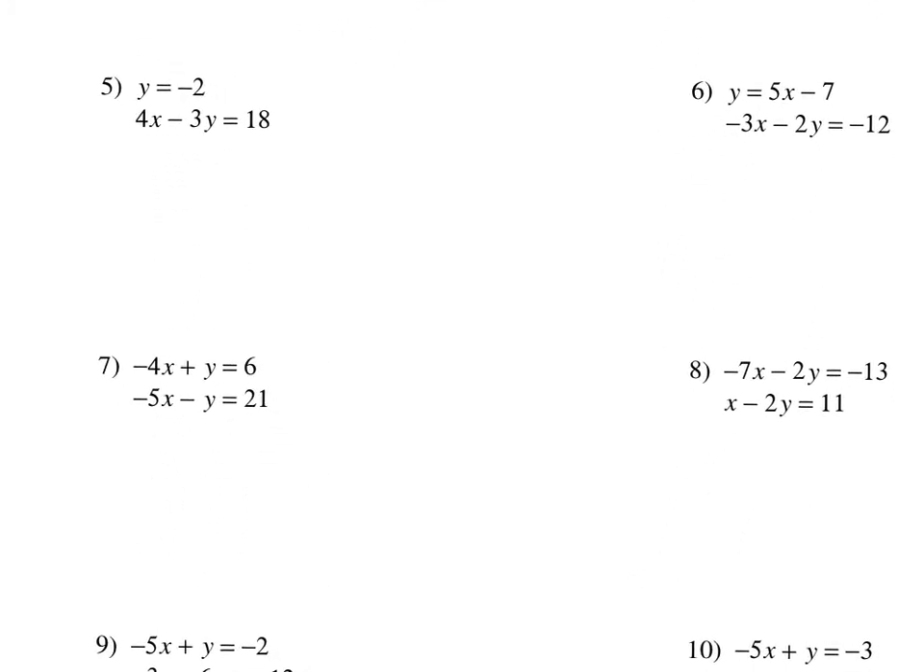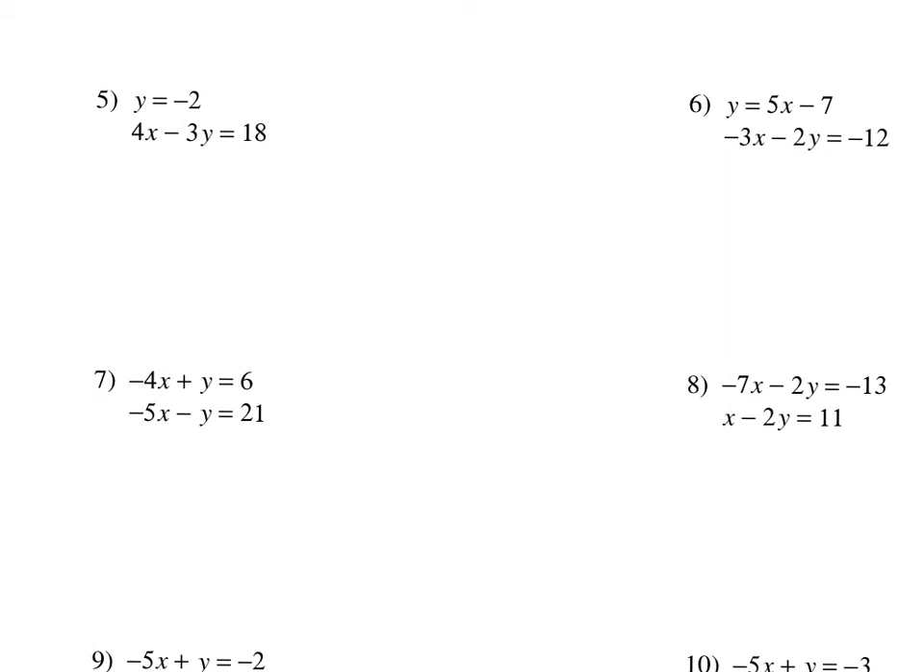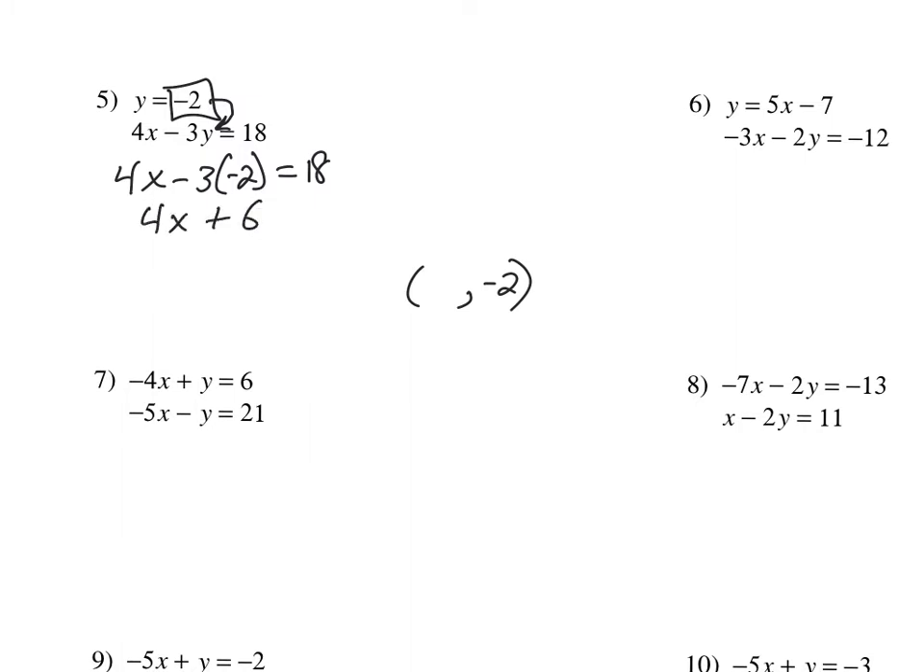I'm going to skip down to number 5. Number 5 is even easier. We already know the actual value of y. We already know it's negative 2. It says right here y is equal to negative 2. But I still need to find x, so I have to substitute that in. So I have 4x minus 3 times whatever y is, which is negative 2. That gives me 4x plus 6. Negative 3 times negative 2 equals positive 6.